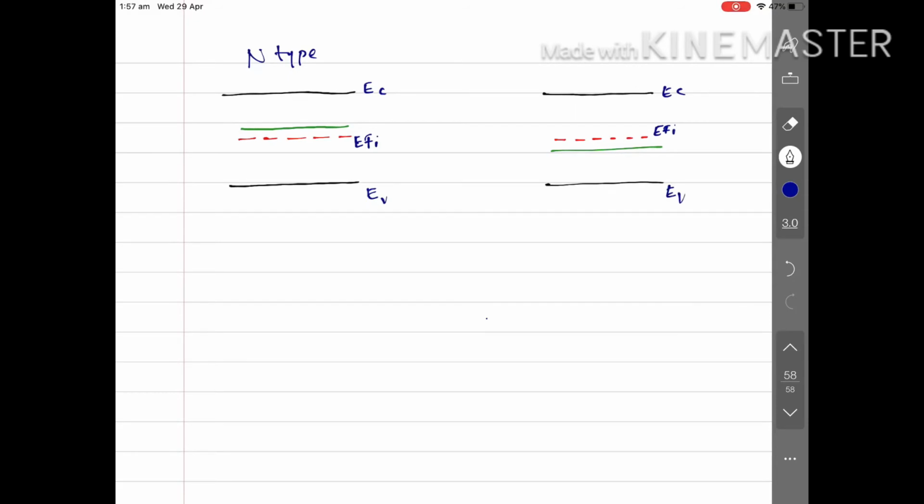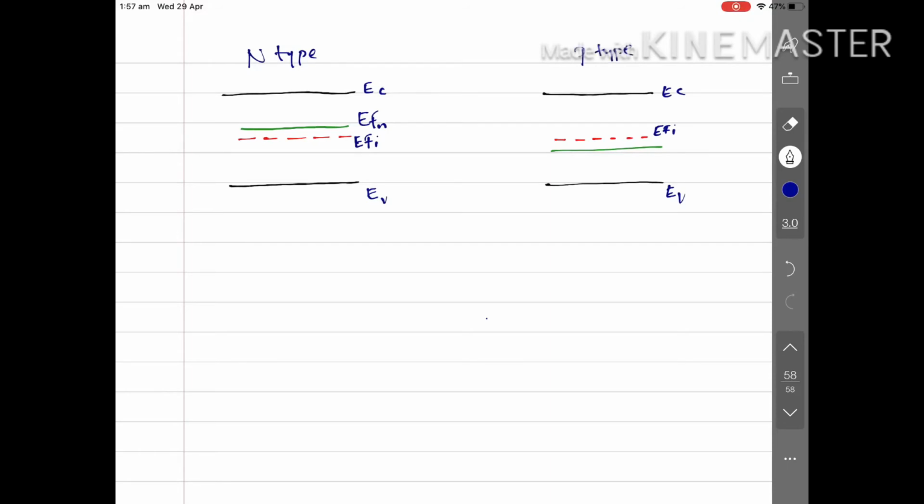When the Fermi level is above the intrinsic Fermi level, which is the case for the n-type here, it is called n-type material. In n-type material, the Fermi level is above the intrinsic Fermi level. Similarly, this is for the p-type material.